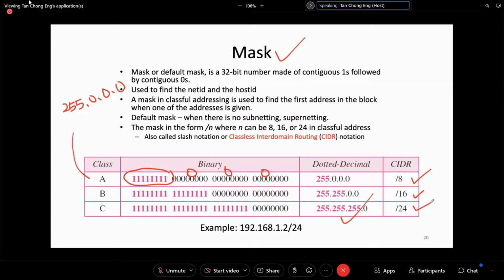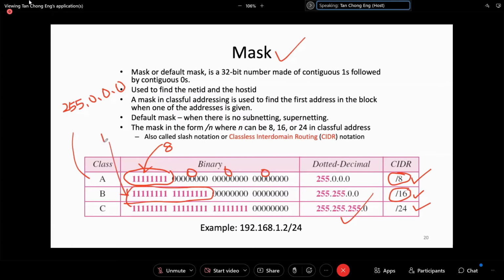So what does this /8 mean? CIDR /8. This 8 refers to the 8 bits here. As you can see, the 8 bits here. This is 8. This is 8. And this one /16, Class B, from here to here, this is 16. And this one is 16.